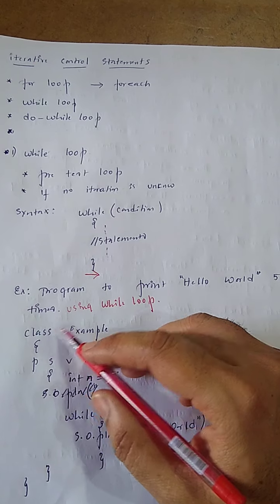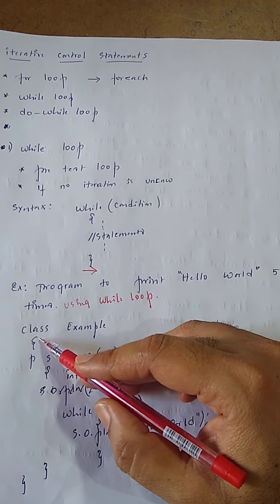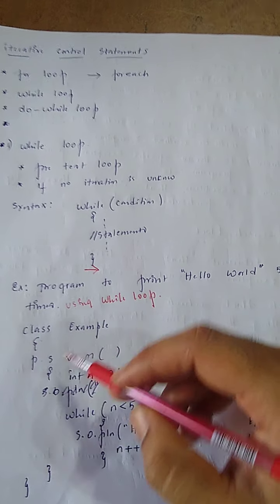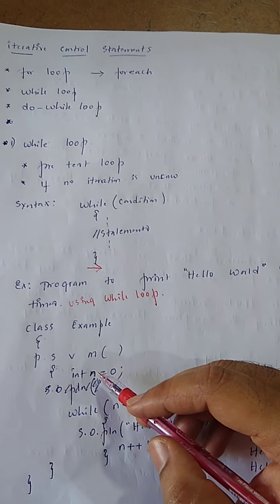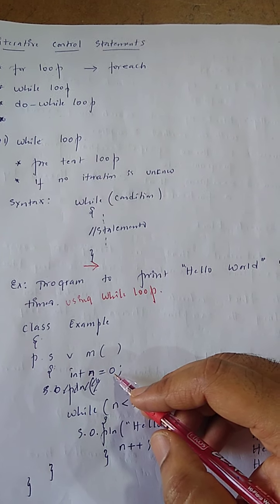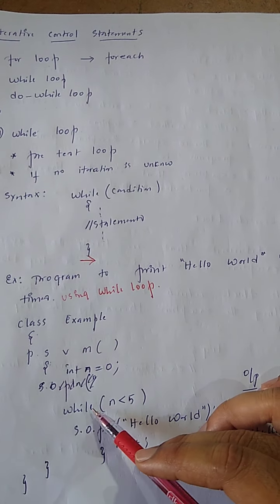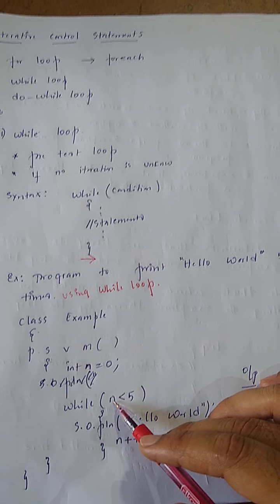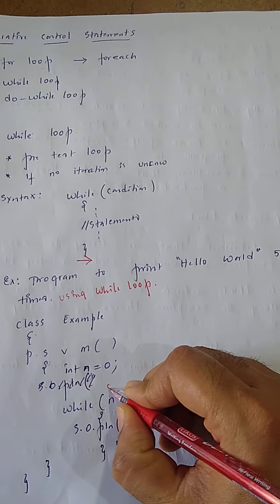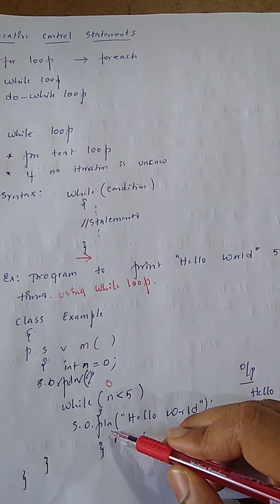I've taken one class with the name Example. This is the beginning of the class, within which there is a public static void main. There I've taken one variable with the name n, and I initialize it to 0. Then I check the condition whether n is less than 5. What is the value of n? 0. Is 0 less than 5? True. So since it is true, the body will be executed.